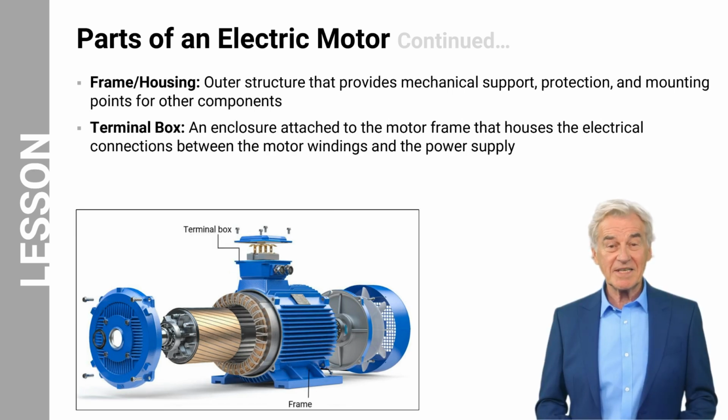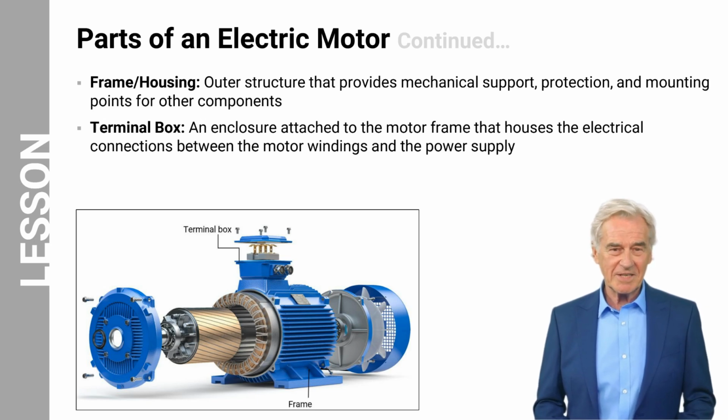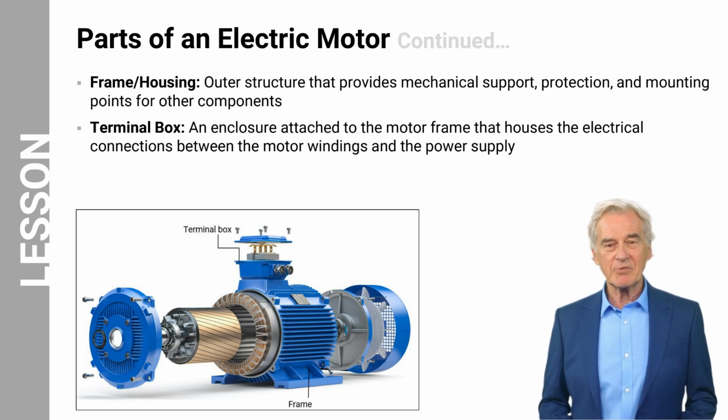The electric motor consists of several additional components that are essential for its proper functioning. The frame or housing is the outer structure that provides mechanical support, protection, and mounting points for the other components. Attached to the frame is the terminal box, an enclosure that houses the electrical connections between the motor windings and the power supply, ensuring a secure and reliable connection.